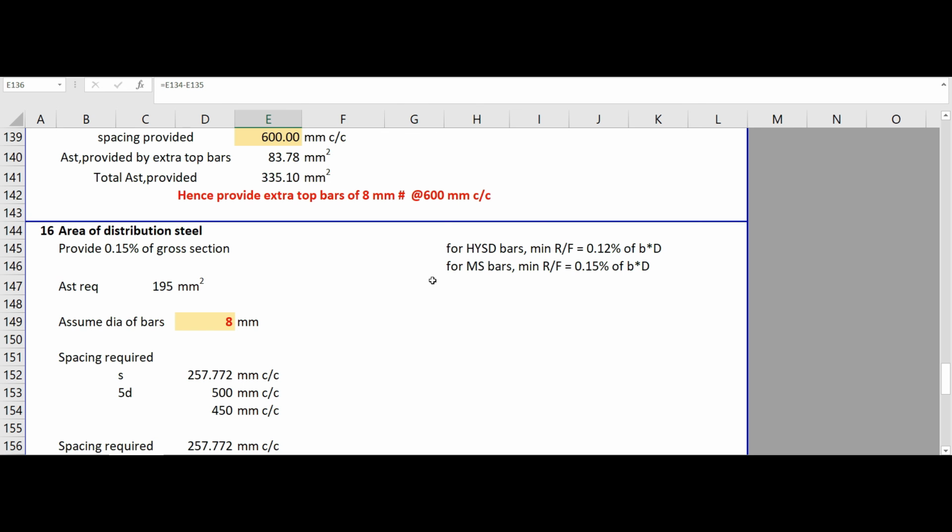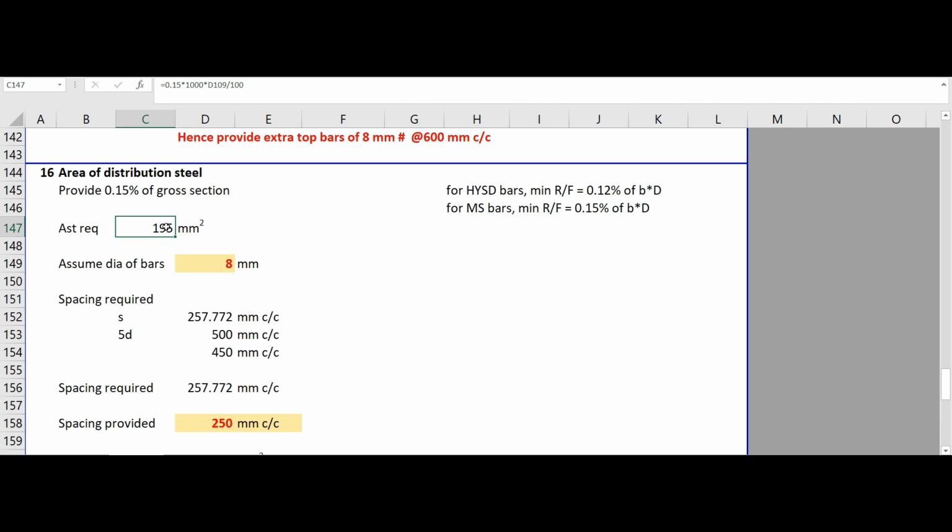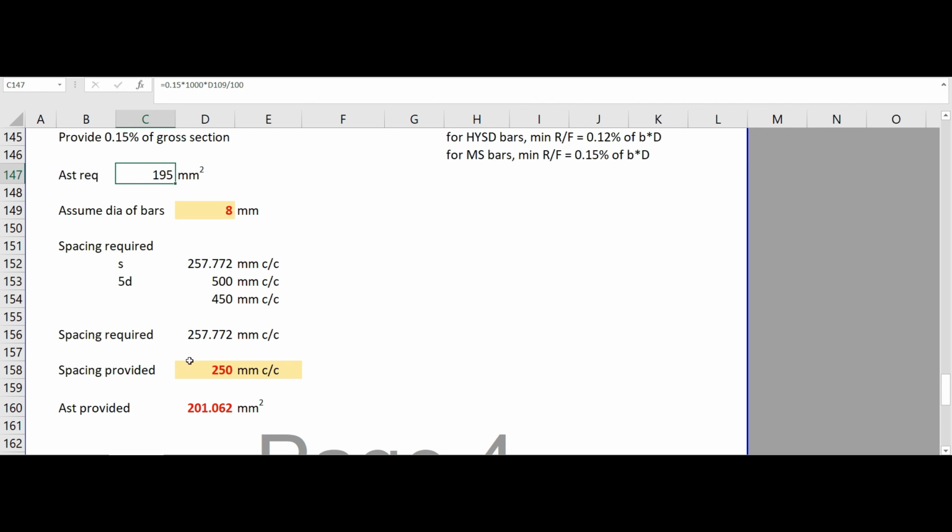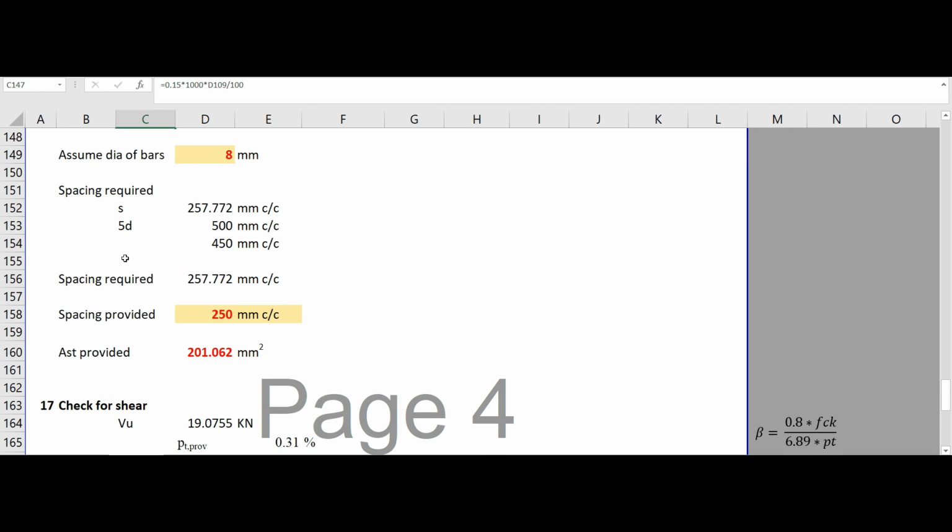So for that, let us assume mild steel bars. So for that, the minimum reinforcement required is 0.15% of gross cross-sectional area. So here the Ast required is 195 mm square. So here we have provided the distribution steel of 8 mm dia at 250 mm center to center.